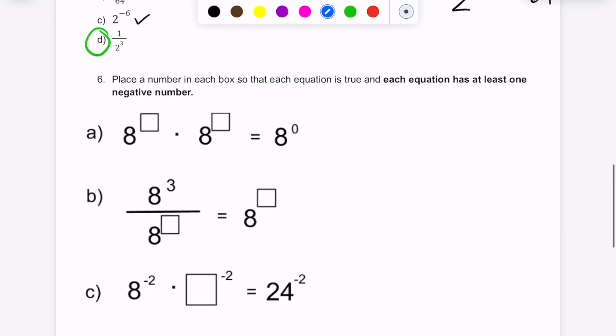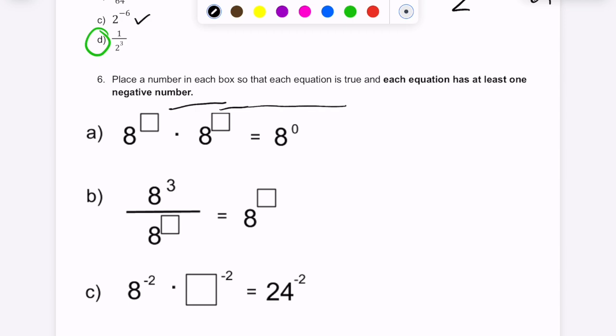All right, cool. Question 6. Place a number in each box so that each equation is true and each equation has at least one negative number. So here we are multiplying powers with the same base, and we get 8 to the 0 power. So when we're multiplying powers with the same base, we add the exponents. So we need two numbers that add up to 0 here.